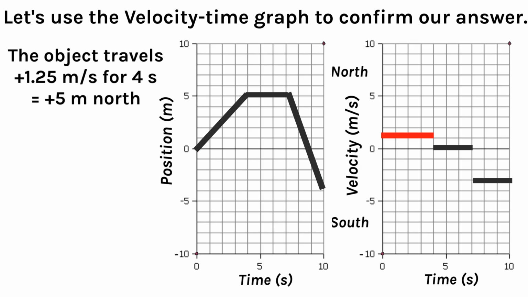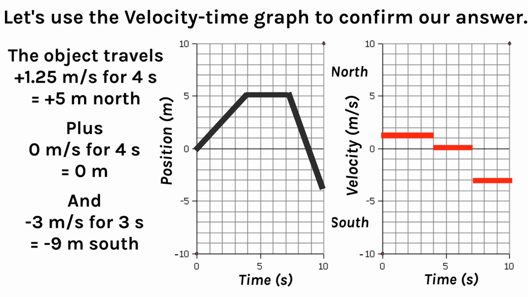The object travels 1.25 meters per second for 4 seconds, giving a displacement of 5 meters north, plus 0 meters per second for 4 seconds, giving a displacement of 0, and negative 3 meters per second for 3 seconds, giving a displacement of negative 9 meters south. This means the total displacement is negative 4 meters south, and that does confirm our answer.